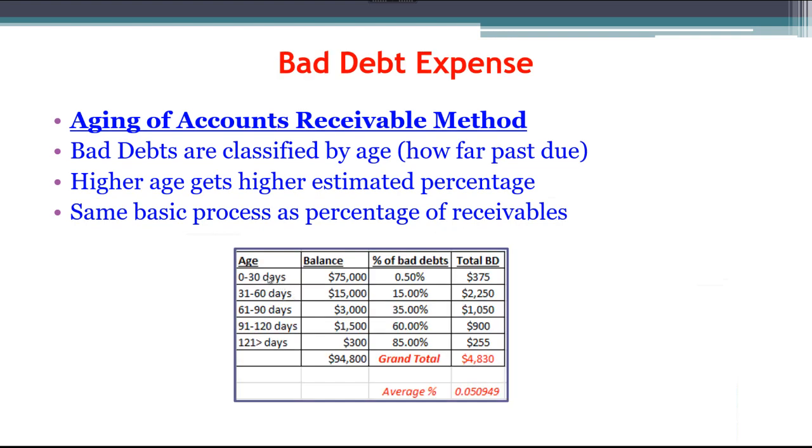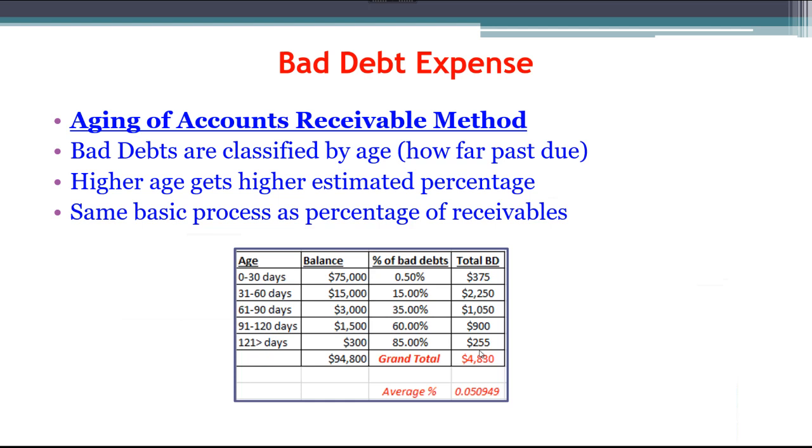We have 0 to 30 days, 31 to 60 days. Fortunately, the balance for each older classification is dropping. The risk of each older classification obviously gets higher. By the time you get to 121 days past due, there's a very, very good likelihood you're not going to be able to collect that. Here they're saying 85%. So you multiply each category, the dollar amount multiplied by the percentage, and you get a grand total of your estimated bad debt amount.